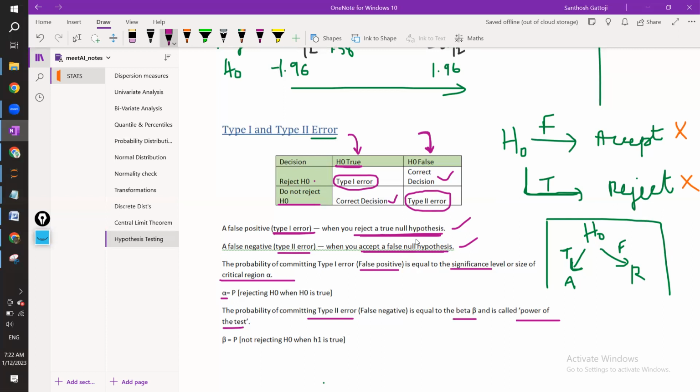So in these two scenarios, my important question is, which one do you think is more dangerous? I will ask again. One is the null hypothesis is true, but you rejected it. Second is the null hypothesis is false, but you accepted it. Which one is more dangerous?